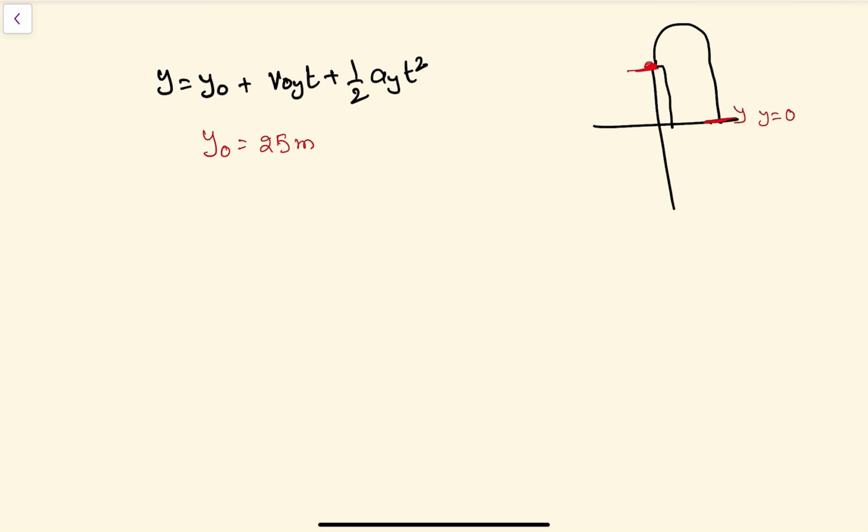Now when you apply here, what is happening? Of course v naught y is equal to 20 meters per second, right? 0 is equal to 25 plus 20 into t plus half into minus 10 t square. So minus 10 is here.